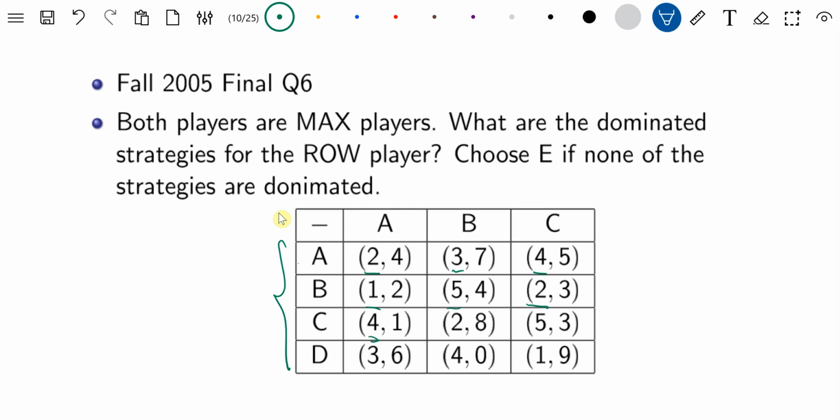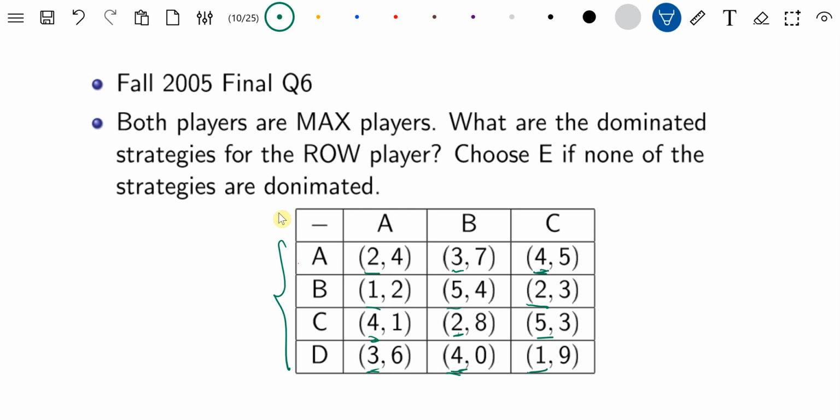So similarly, you can look at C. Sometimes C is better than A, sometimes A is better than C. So C cannot be dominated by A. And similarly, we can look at D. Also, sometimes A is better, sometimes D is better. So none of these are dominated by A, and none of these dominates A.